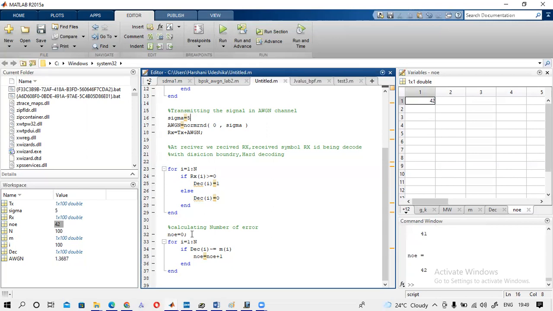Not very high, again it is 45. Maybe that happens randomly. Sometimes the bits can be decoded correctly, and sometimes the decoder can't decode correctly. So it is a random thing. Let's put it up to 10. That means very high noise power.